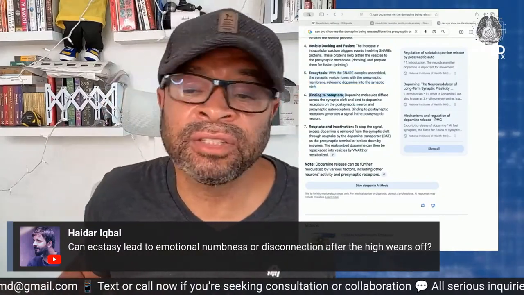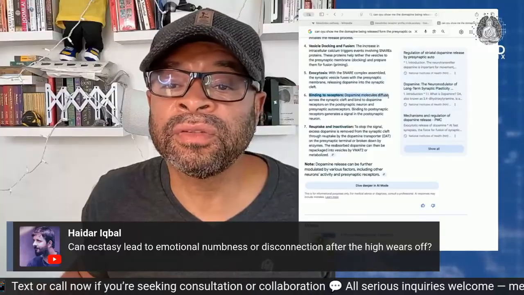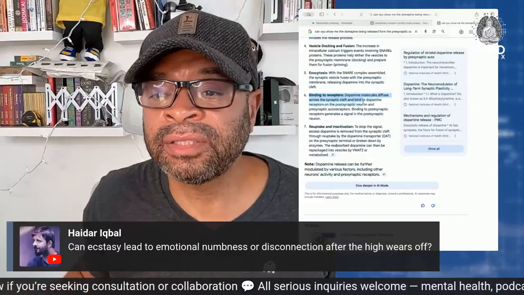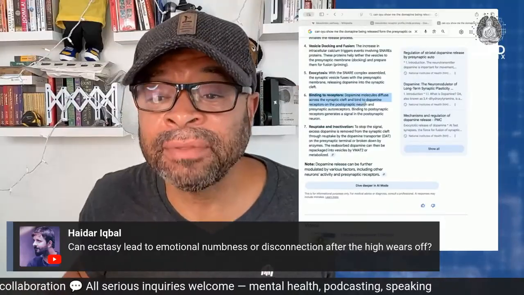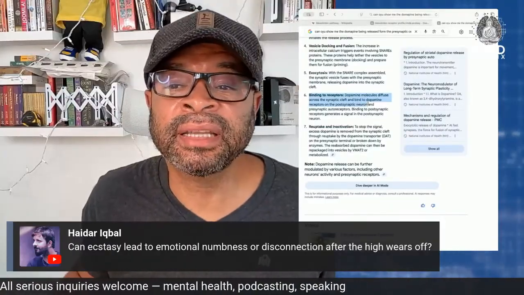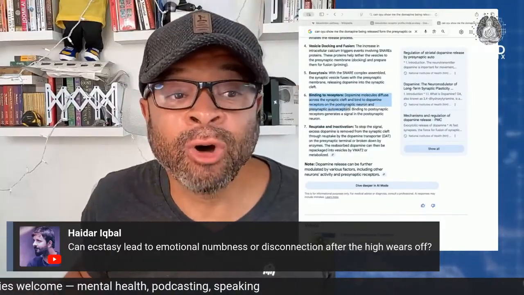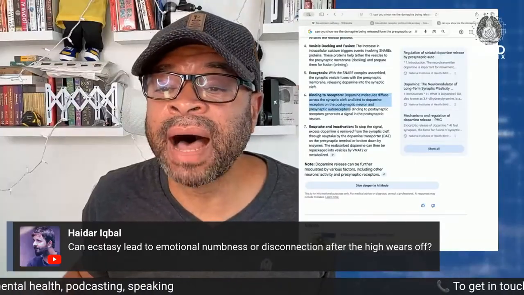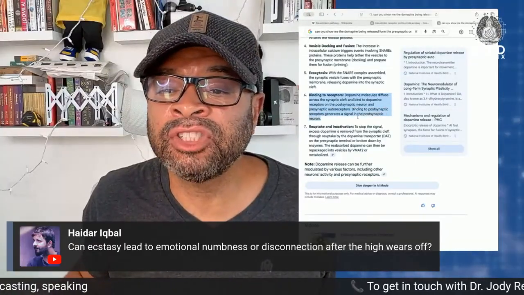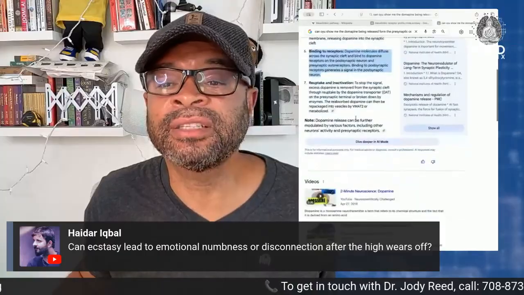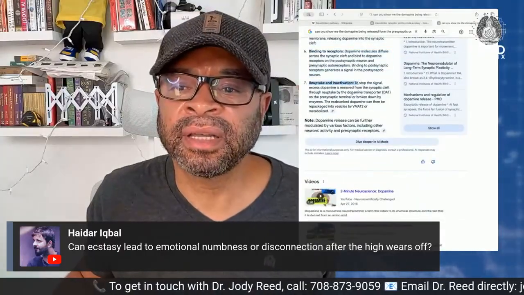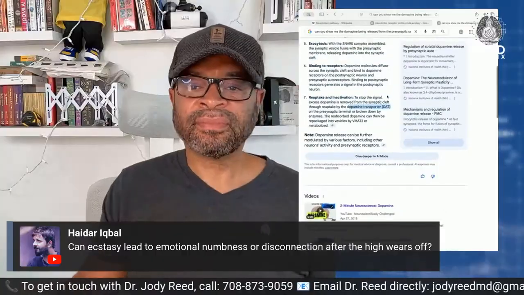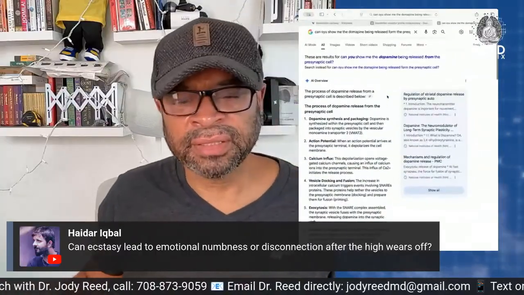Dopamine binding to receptor. Dopamine molecules diffuse across the synaptic cleft and bind to the dopamine receptors on the postsynaptic neuron and the presynaptic autoreceptors. Binding to postsynaptic receptors generates a signal in the postsynaptic neurons. Okay, and then you have reuptake by the dopamine transporter pump. So yeah, okay, and so that's the mechanism.